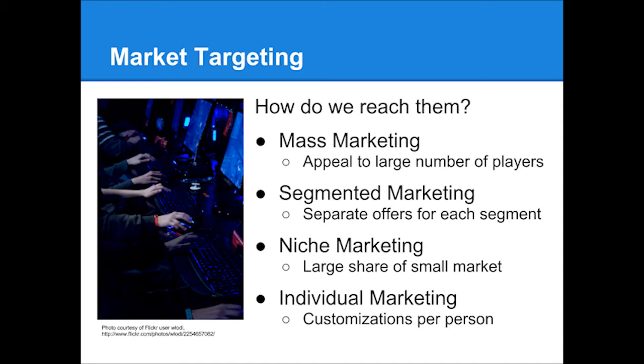Next, we're going to take a look at how you target your market, and that's basically figuring out how we're going to reach our gamers. There's 4 different kinds of ways to target our market: mass marketing, segmented marketing, niche marketing, and individual marketing, and they all have their different pros and cons.